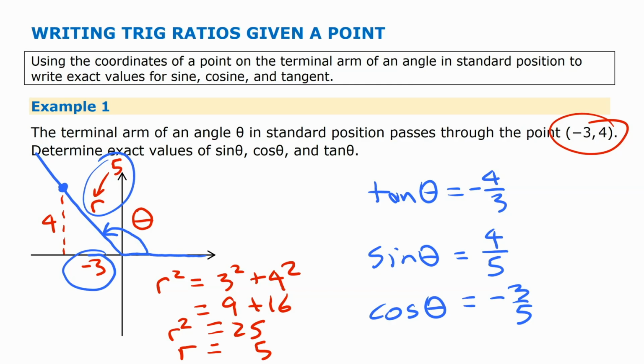Before we move on, we can confirm one more thing based on what we know about trig ratios in each of the quadrants. We're in quadrant 2 here, and in quadrant 2 we know that sine is the positive one and the other two are negative, which is what we've got here, so that is good. All right, let's do one more.